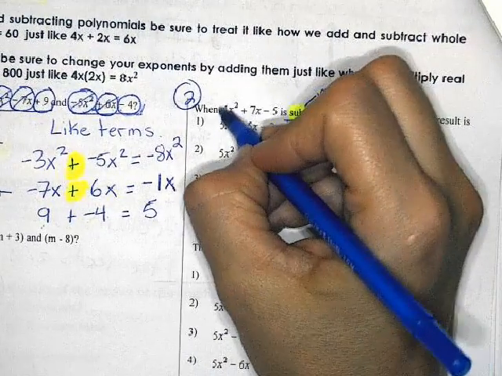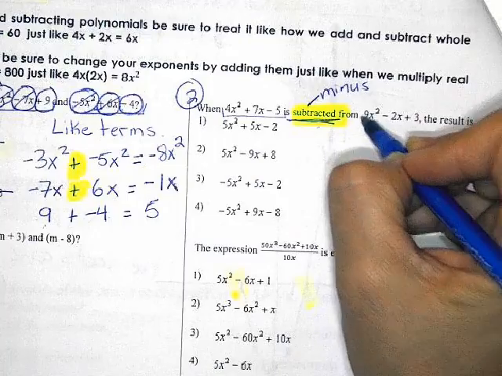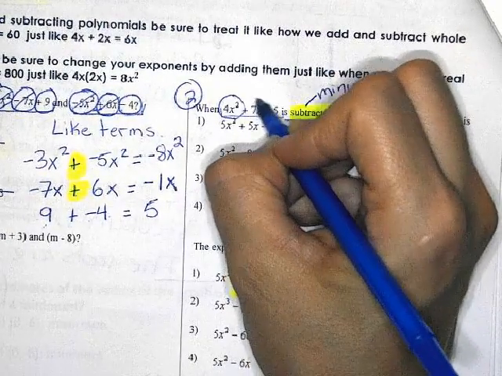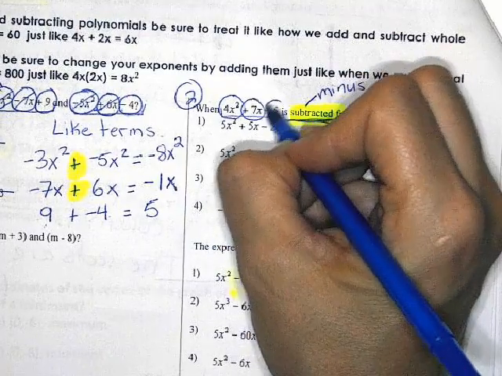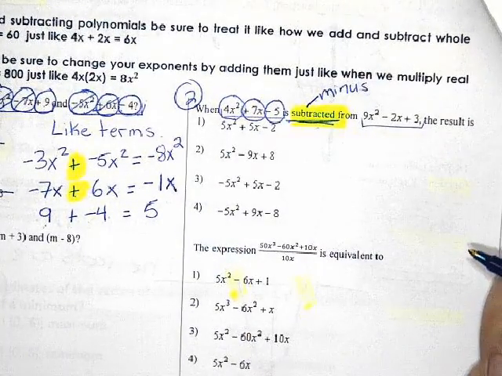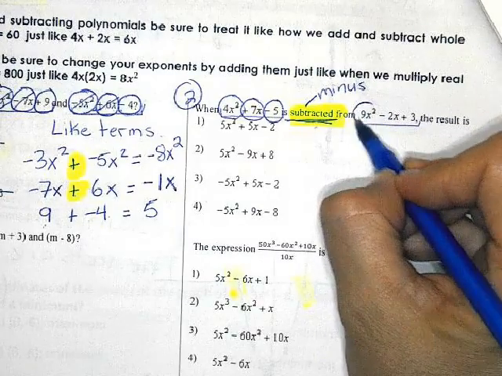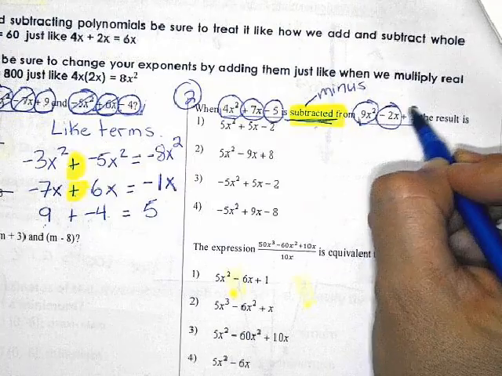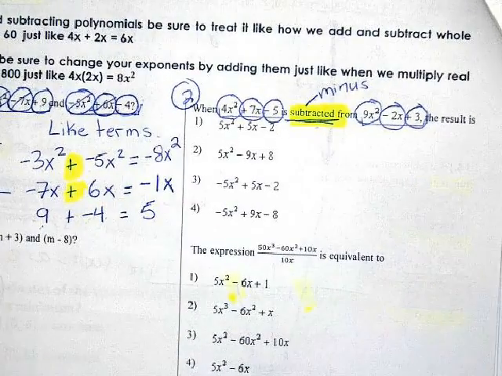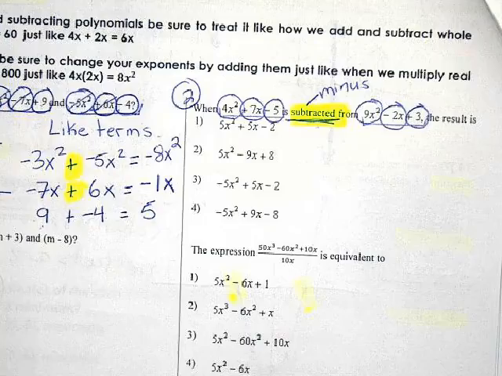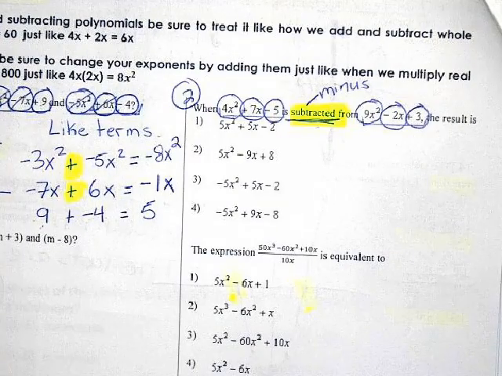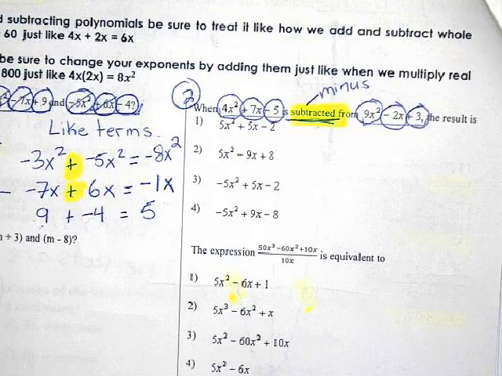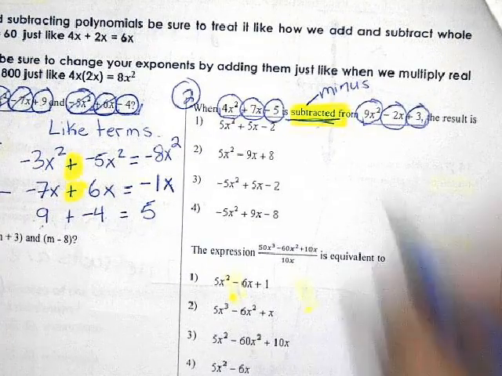So here's your first polynomial. Here's your second polynomial. Okay, so we have 4x squared. We have a positive 7x. We have a negative 5. We have a positive 9x squared. We have a negative 2x. And we have a positive 3. Okay. Now, how am I going to set this up? Like terms. I'm going to subtract like terms.